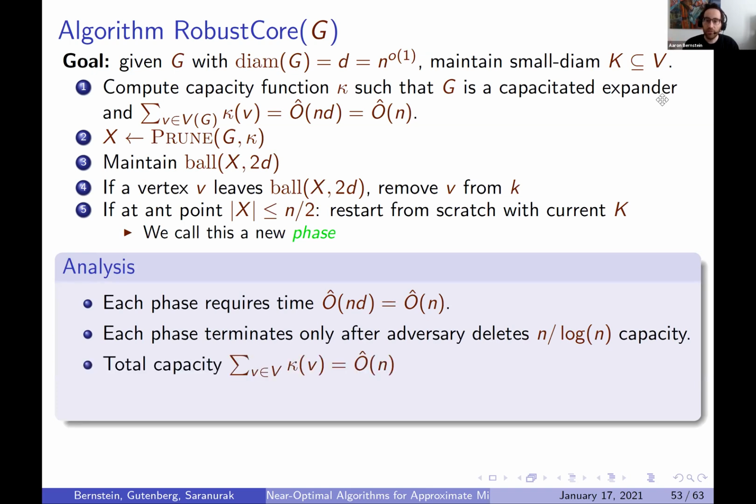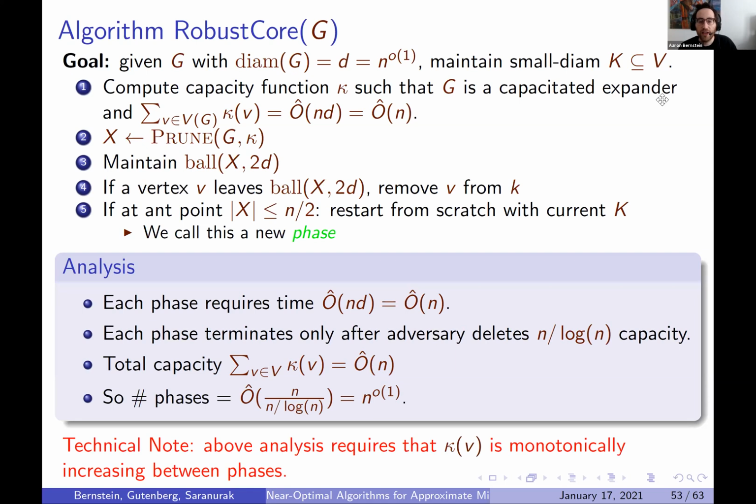But recall that our key lemma tells us that the total capacity is only around n. And so you can just see that the number of phases is at most 1 divided by the other, which is a small number. Technically speaking, it's a little bit weird to say that the total capacity is only n, because every time we restart the phase, we compute a new capacity function. So to make this argument really work, we need to argue that this capacity function is monotonic between phases, which intuitively makes sense, because as you delete edges, vertices only get more crucial, so your capacities only increase.